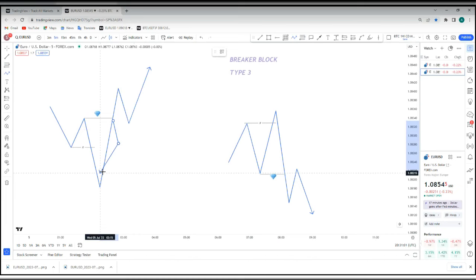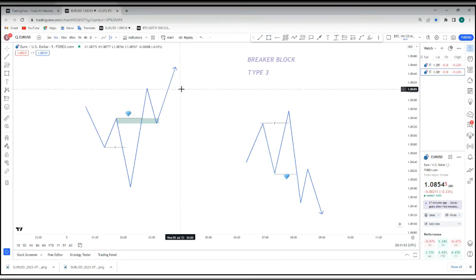But we don't have any reaction from this place. This is the breaker block. So price is going to react from the breaker for the continuation. Most times, some people call it breakout and retest, the breakout and the retest.